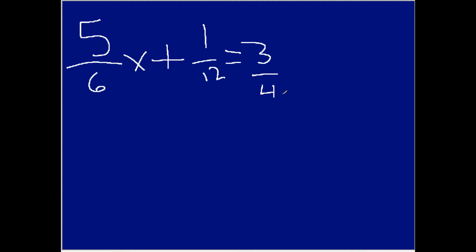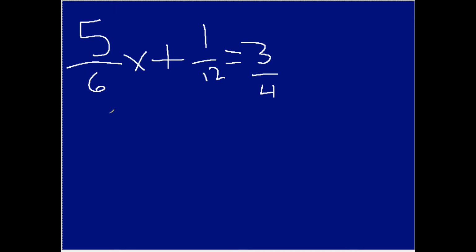So this is what we're going to do. I'm going to multiply 5 over 6 by 12, I'm going to multiply 1 over 12 by 12, and I'm going to multiply 3 over 4 by 12. By doing that, I'll have a consistent value, because when I multiply these by 12, I can reduce the numbers down to whole numbers, and then I can do my solving appropriately. Let me show you what this looks like.